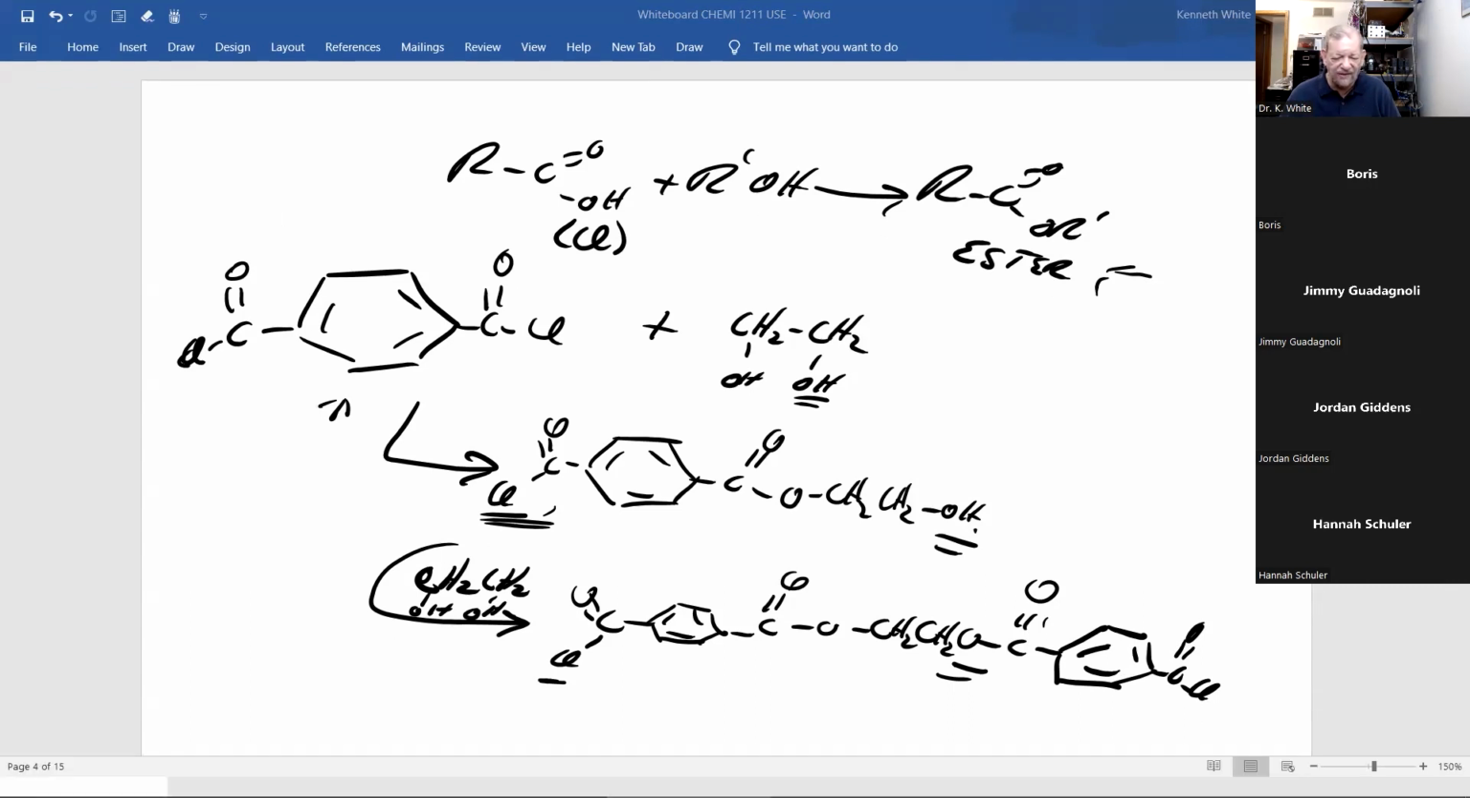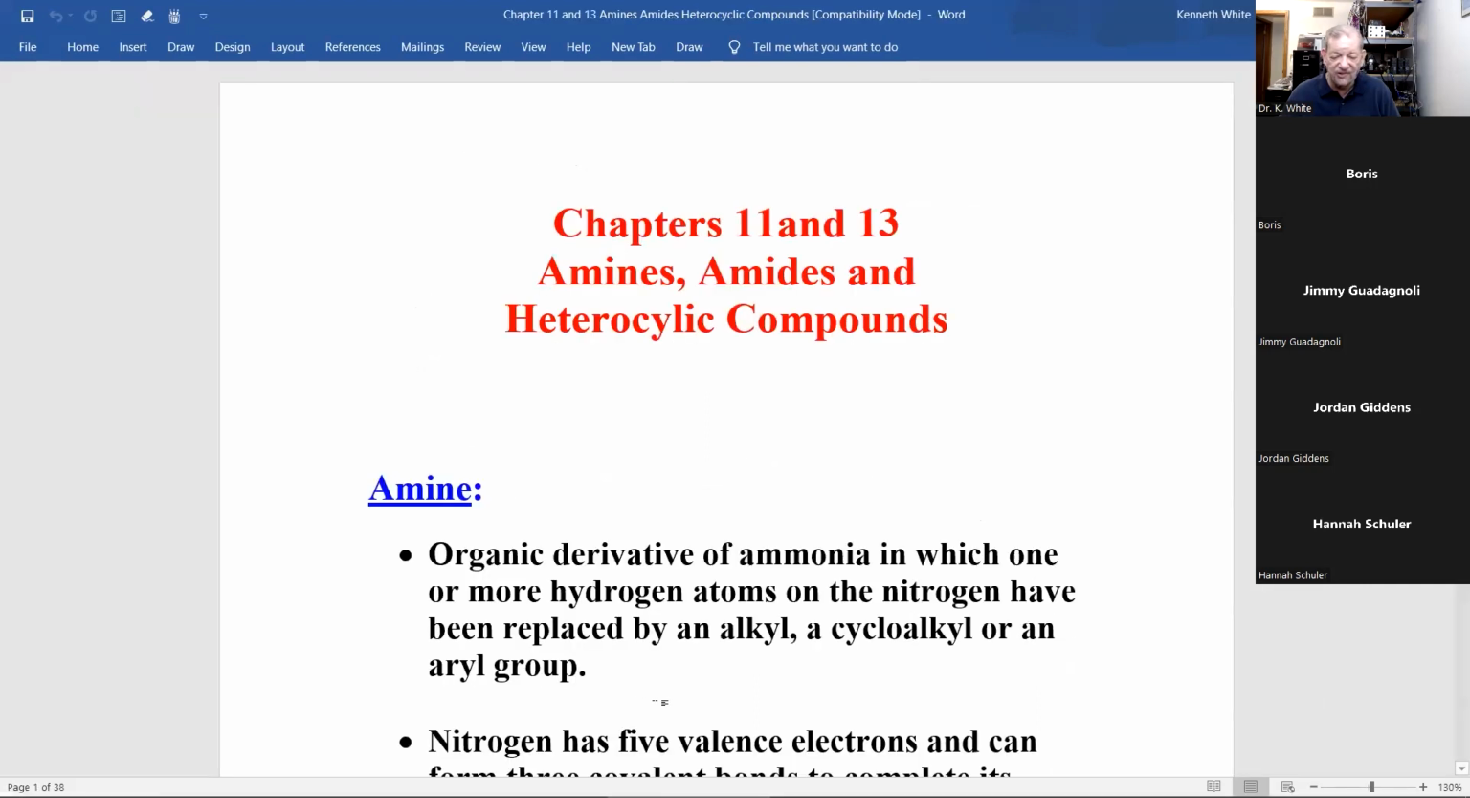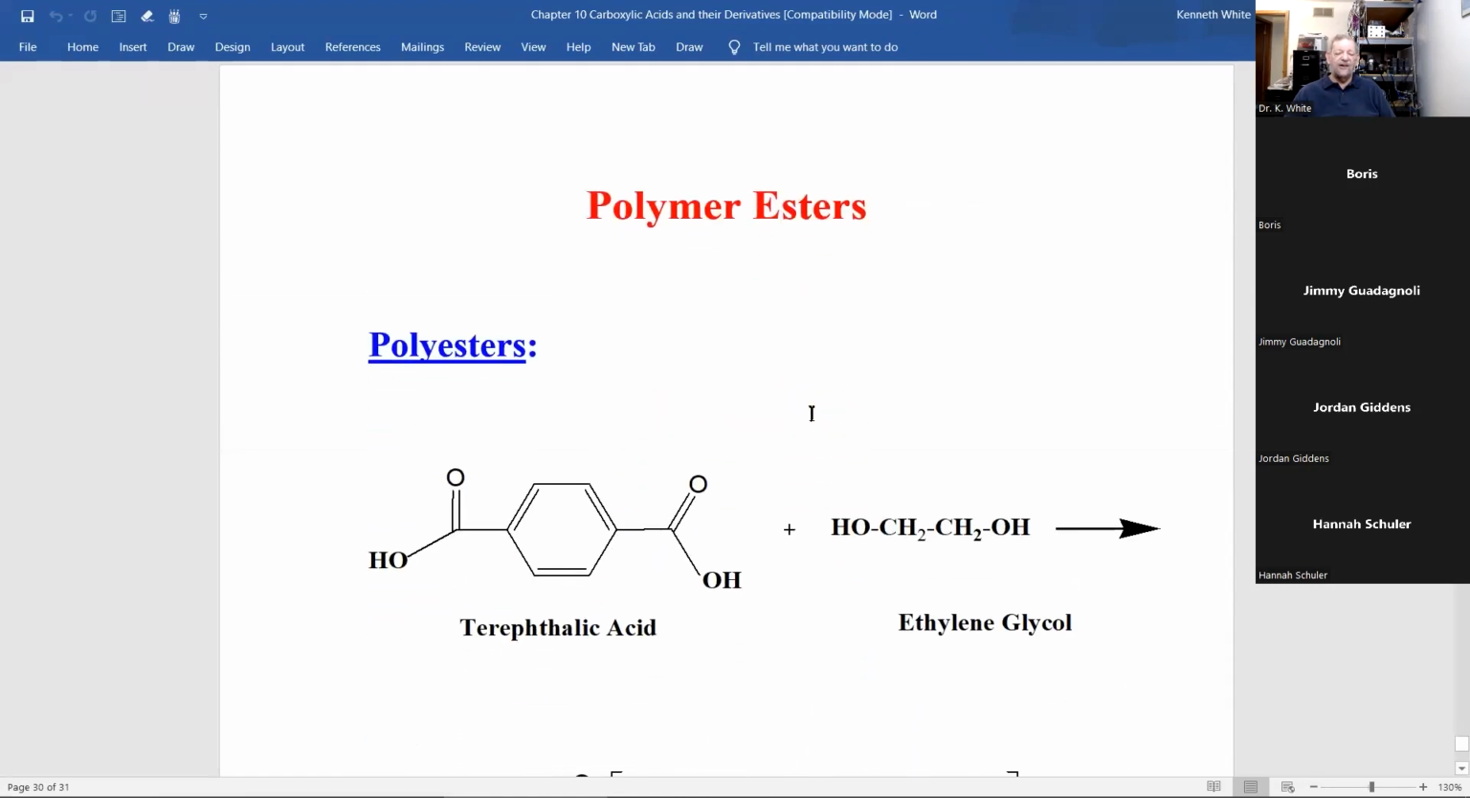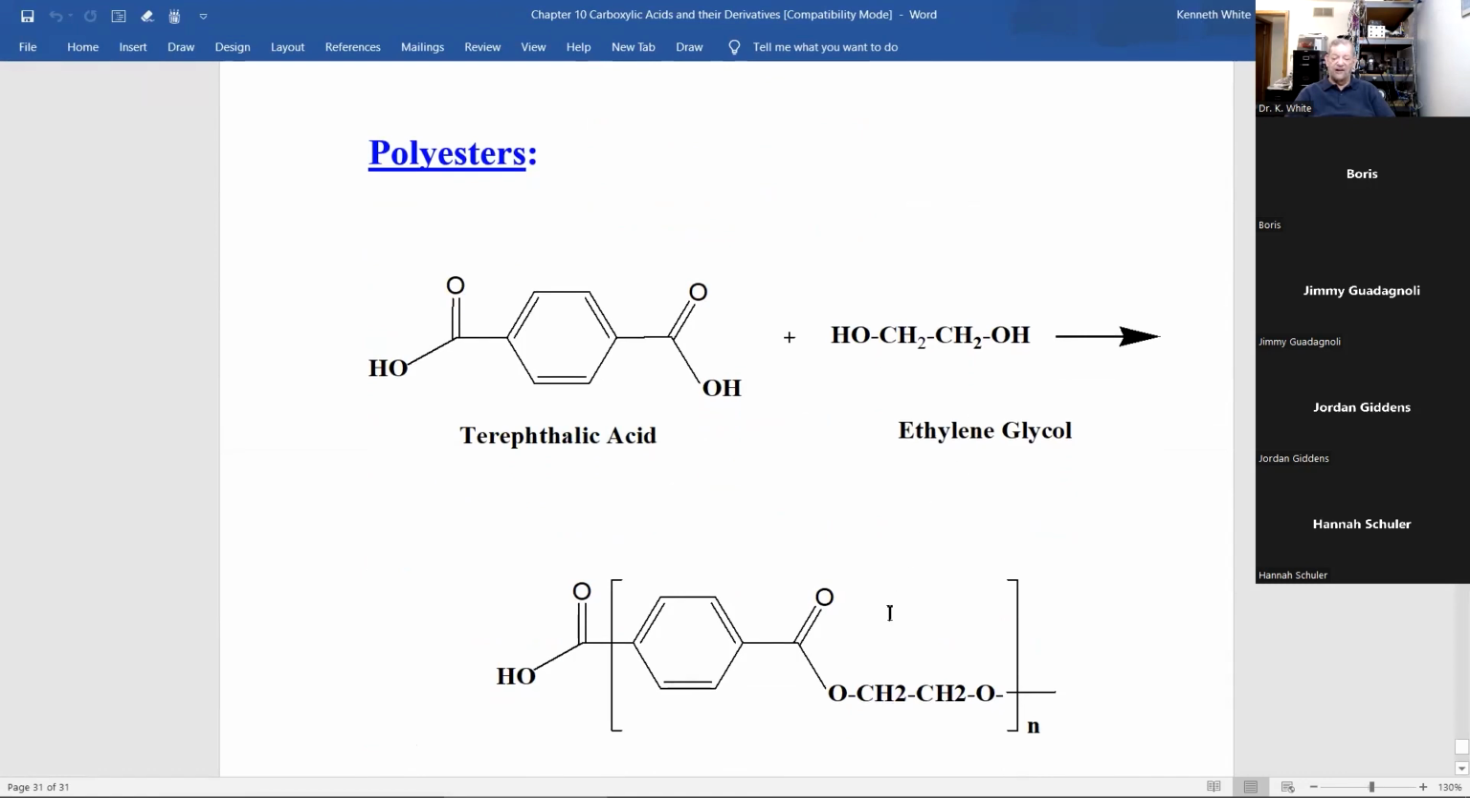Nope, that's not what I wanted. Sorry about that. That's still not what I want. That's what I want. Now, if you react the terephthalic acid and the ethylene glycol, here I have the carboxylic acid, which would make the ester. In real life, you use the acid chloride, terephthaloyl chloride. You'll get a repeating unit that you can put in a bracket. And here's the repeating unit. And notice you have n, and this repeats over and over again, and you have a polyester.